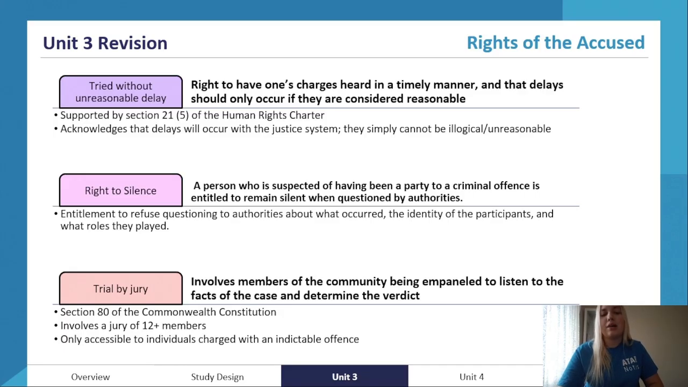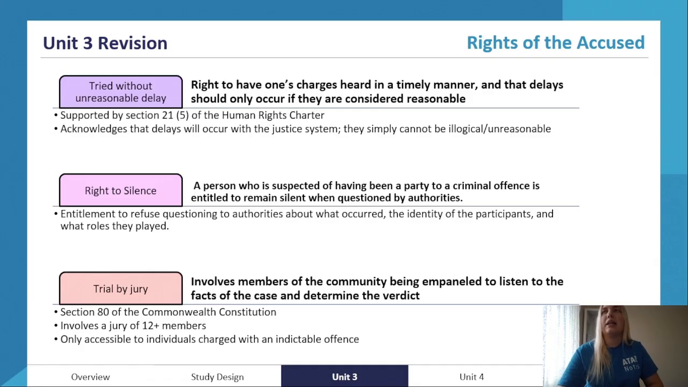Another one is the right to silence. This one is really straightforward. You see in the media all of the time, especially American media, someone getting arrested, and then the police officers read them their rights and also inform them that they have a right to silence.